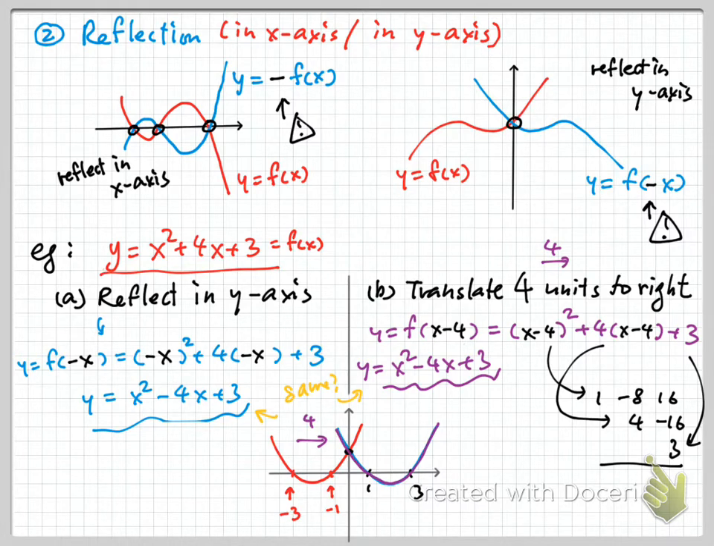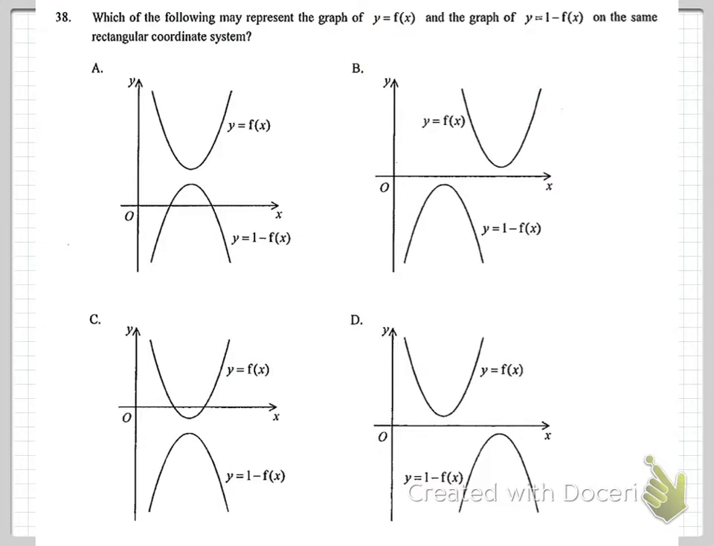Well, then let's look at one past paper example. Like last time, we have the red graph, y is f of x. So these are the red graph, and also this one, and also this one. And then the new equation is y is 1 minus f(x). So which one corresponds to 1 minus f(x)? Which one is most likely?